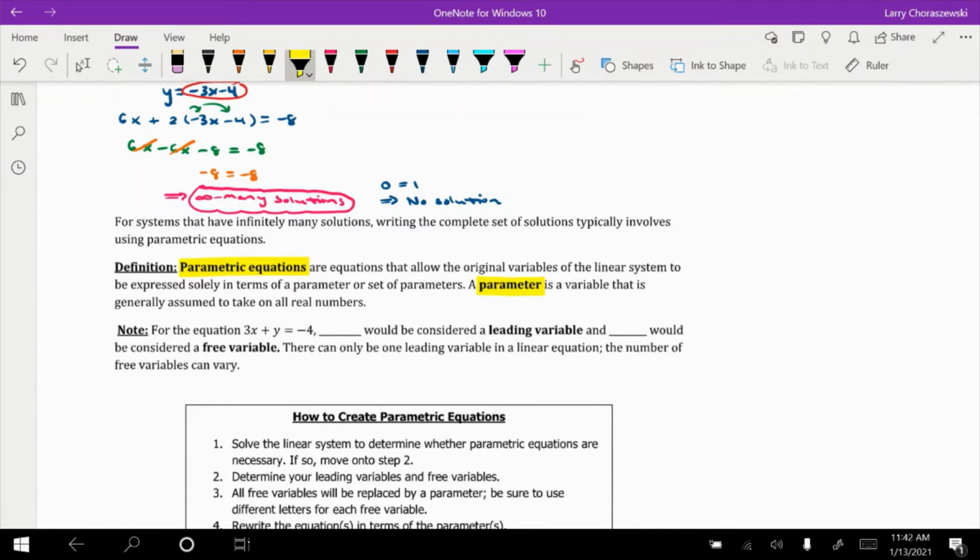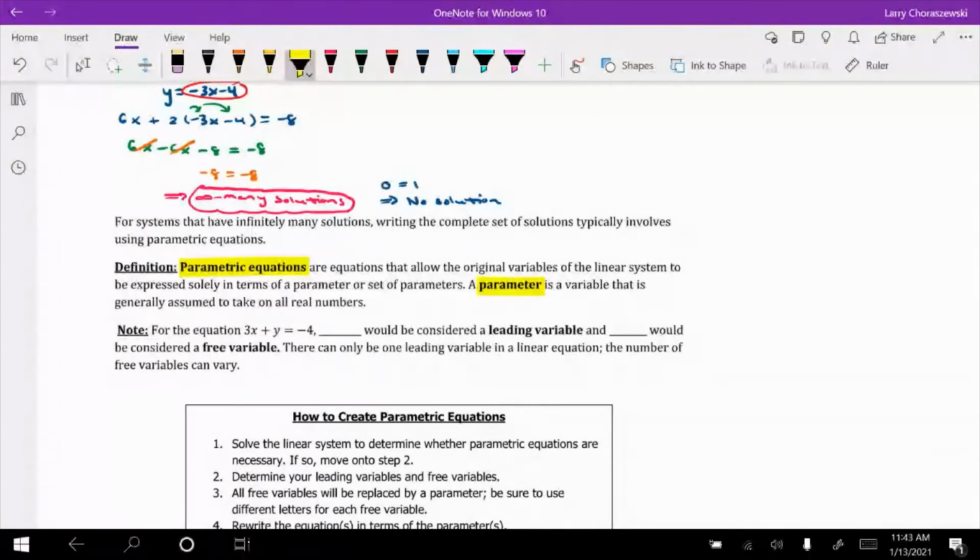And so essentially a parameter helps to determine, in a roundabout way, what the value of x and y would be as soon as you choose a value for it. So to define parametric equations, there is a little bit of a science behind it, so I'd like to go through that right now. Let's say that we have the equation 3x plus y equals -4.